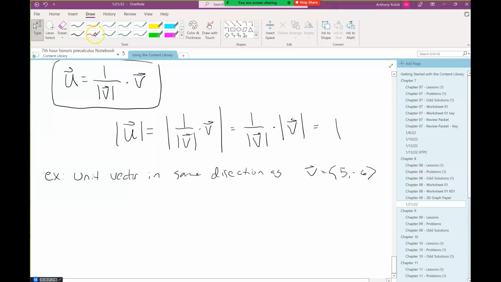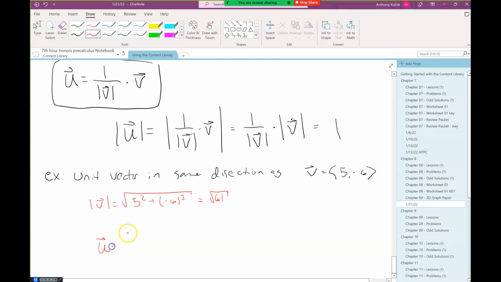So let's say we just want to find a unit vector in the same direction as 5, negative 6. I'm just going to start by calculating the magnitude of v. So 25 plus 36 is 61. Again, I would reduce this radical if I could. Square root 61 doesn't reduce. I wouldn't convert this into a decimal in this problem.